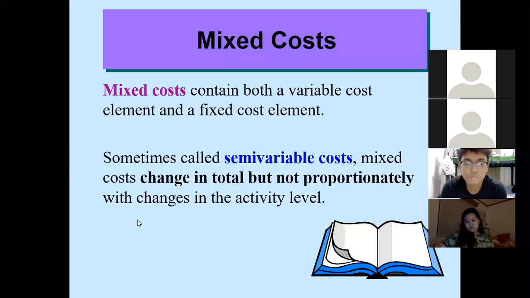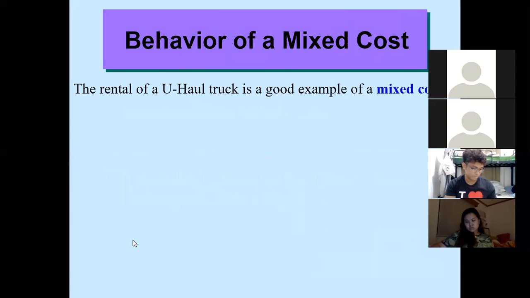So mixed cost is basically called semi-variable cost, meaning combinations of variable and fixed, meaning mixed cost change in total, but not proportionately with the changes in your activity. All right. Ano yung sample dito in terms of your mixed cost? Sige nga, in your own life or in your own experience, give me an example of a mixed cost.